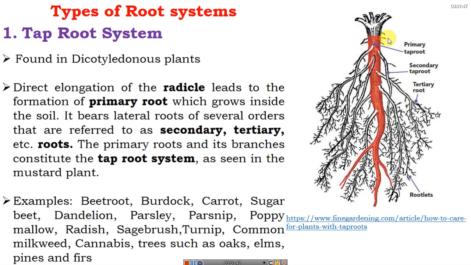Another important feature of this taproot system is that it is made up of direct elongation of the radicle in the seed. Okay, so this is very important that they arise from the radicle. So as I told you, all the dicotyledonous plants have this kind of system. You'll find this system in beetroot, carrot, parsley, radish, turnip, and many other trees also like oaks, elm, pines, and firs.